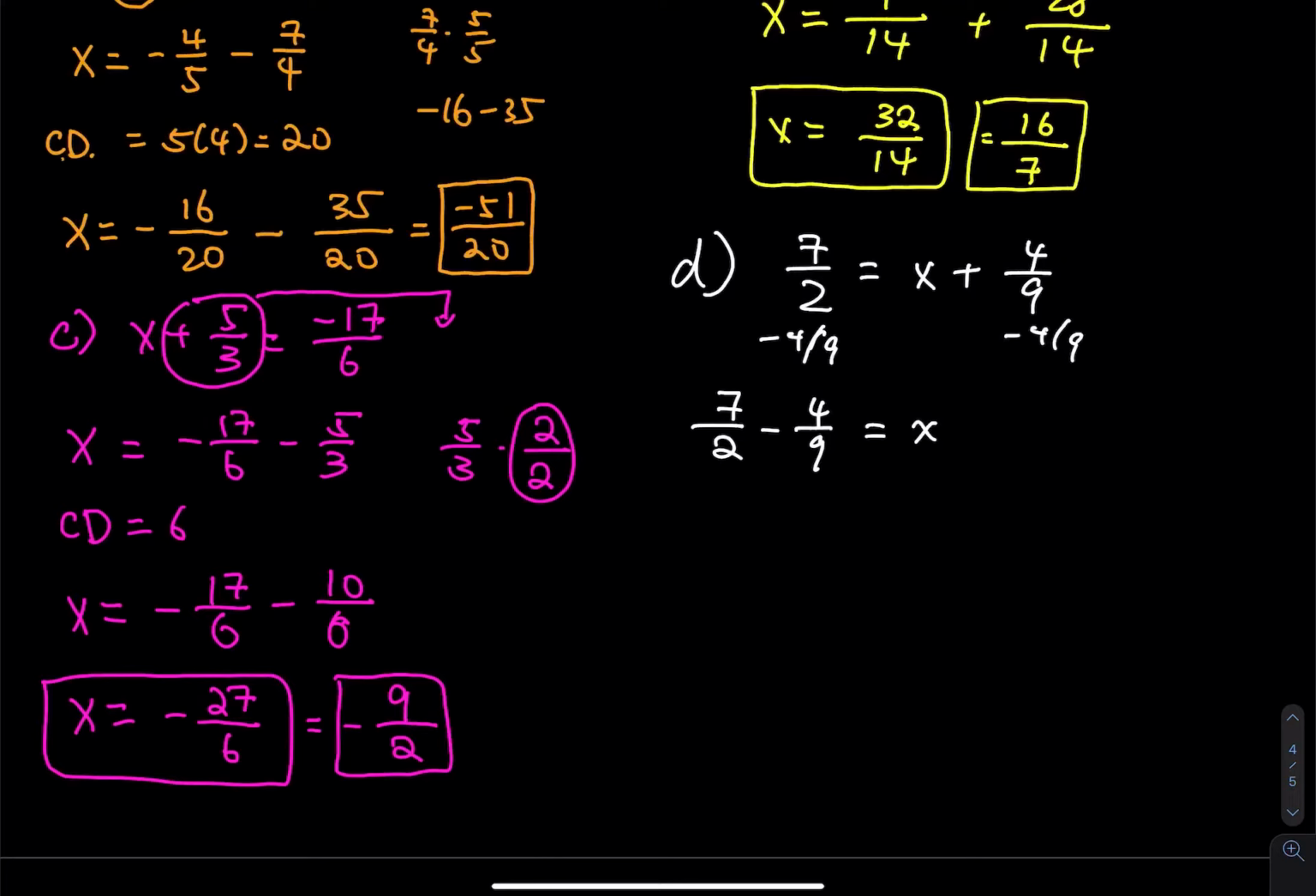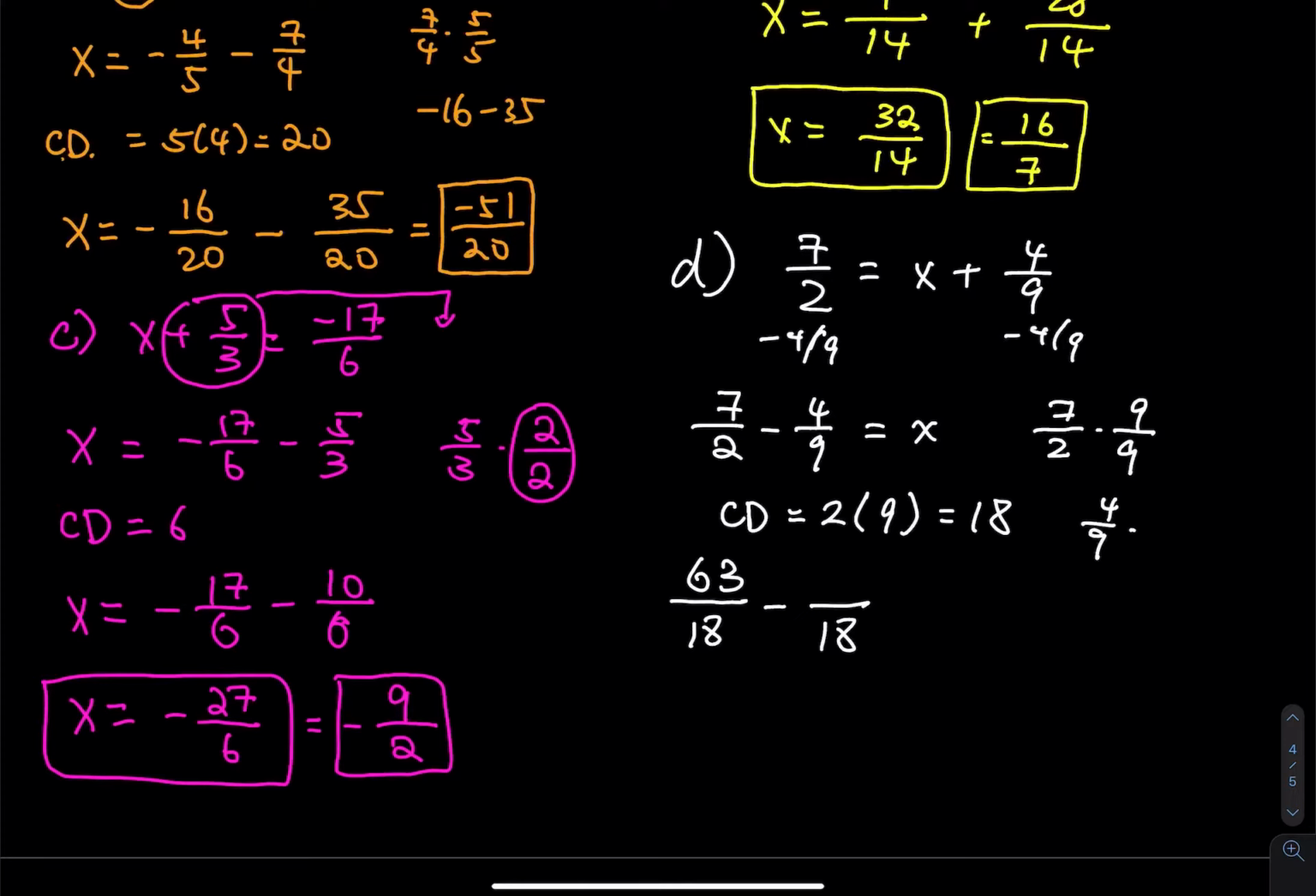All right, 2 and 9. Let's use 18. So common denominator is 2 times 9 equals 18. So this is an 18. This must be an 18. We need to modify the bottom from 2 to 18. So 7 over 2, right? You need to get to the 18. You must multiply the top and bottom by 9. So 7 times 9 is 63. And then 4 over 9, to get to 18, you must multiply top and bottom by 2. 4 times 2 is 8.